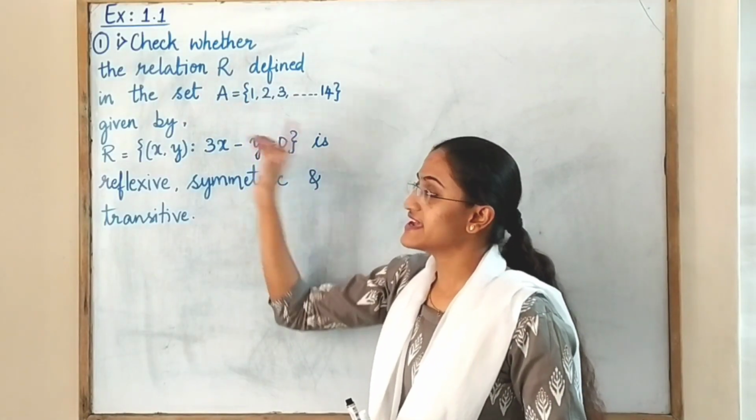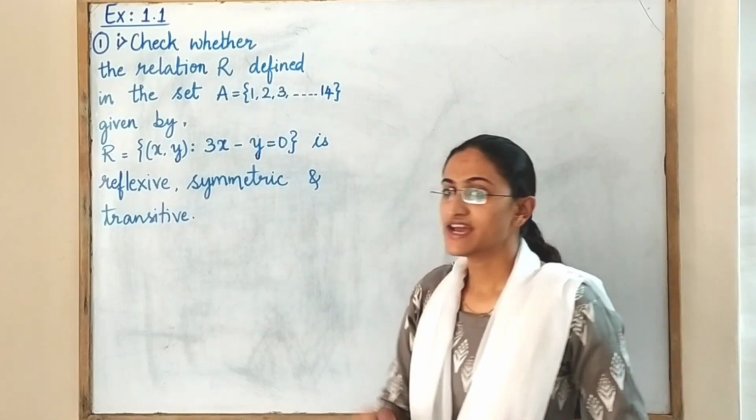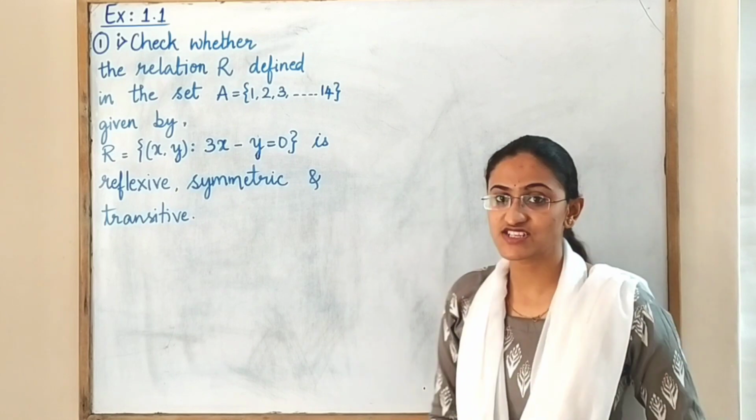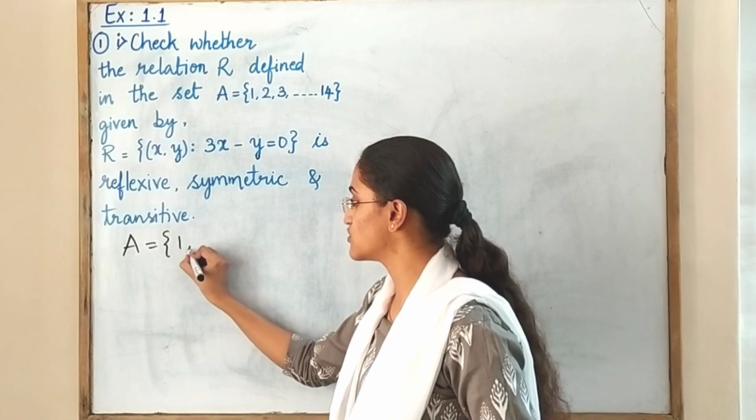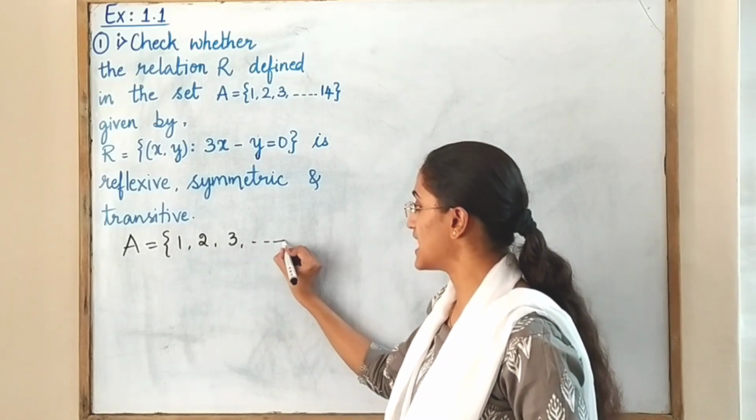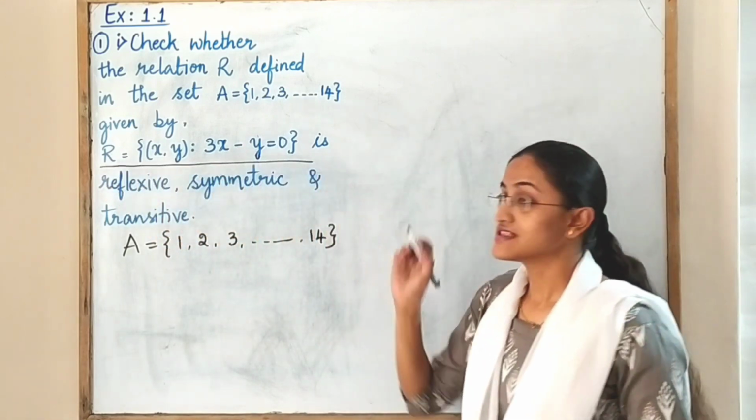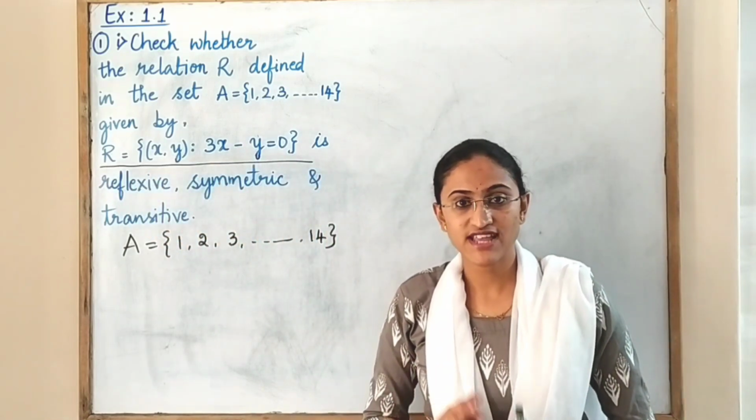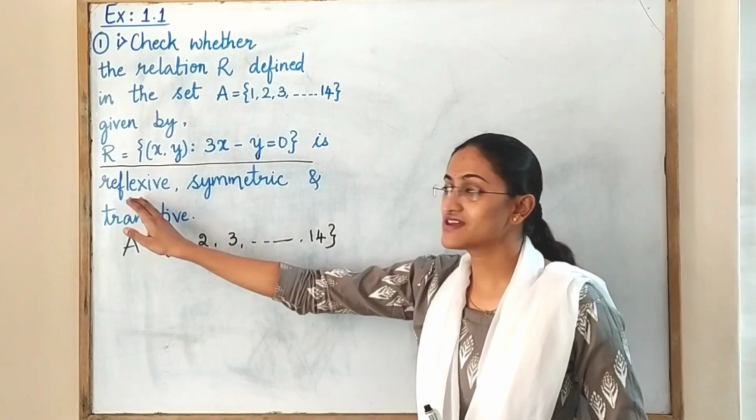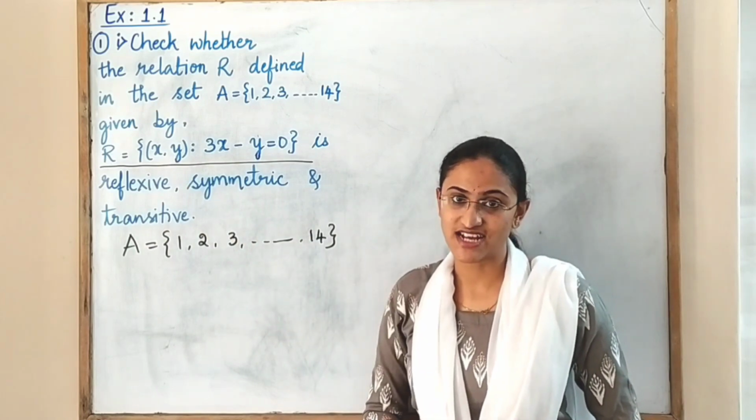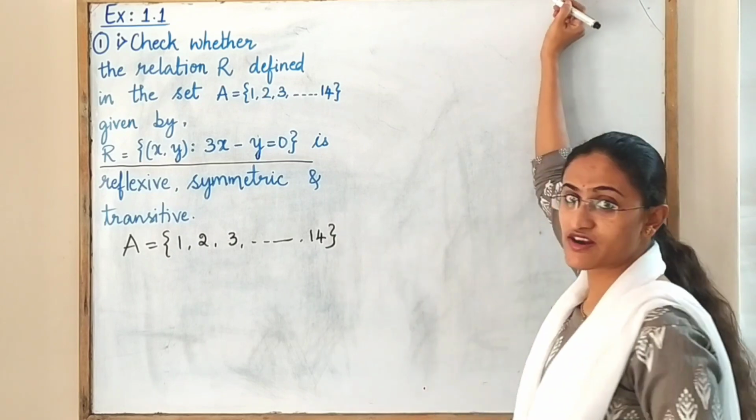Check whether the relation R defined in the set A given by this relation is reflexive, symmetric and transitive. Now let us write the set given, that is A equal to 1, 2, 3 until 14, and the relation R has been given in set builder form. We shall convert that to roster form because that will be much easier to check whether the relation is reflexive, symmetric and transitive. In order to check that, we shall solve by putting values for x and y.